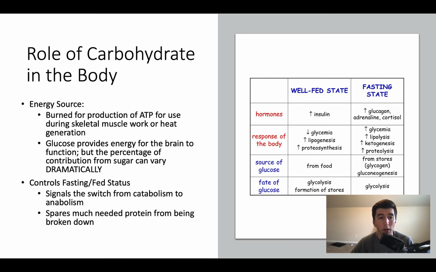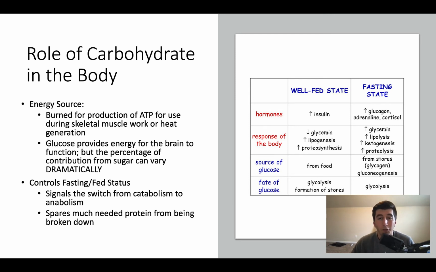But what's also really cool about carbohydrates, and is important to know how to manipulate when it comes to things like weight loss, is that it's going to be responsible for controlling the fasting and fed status. When we eat carbs, our body automatically switches over into a fat storage zone. We switch from a fat breakdown and fat burning zone into a fat storage zone. So we switch from catabolism to anabolism. Glucose in the diet is going to increase insulin.